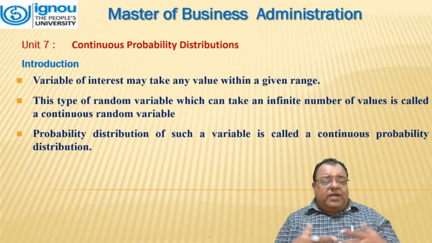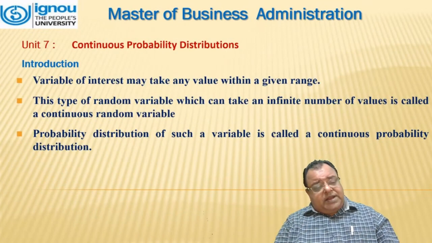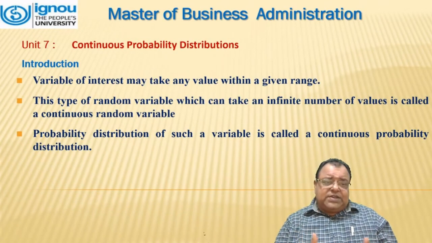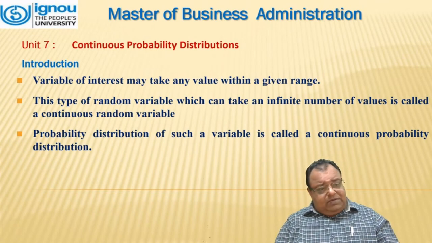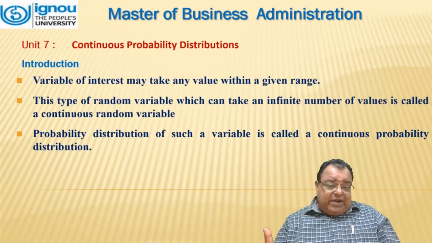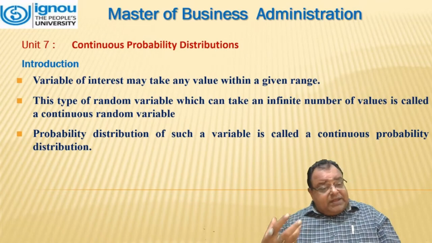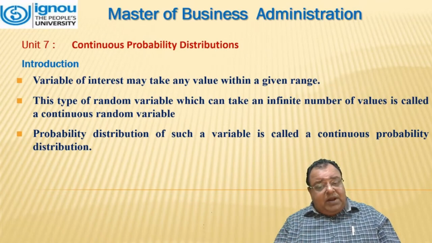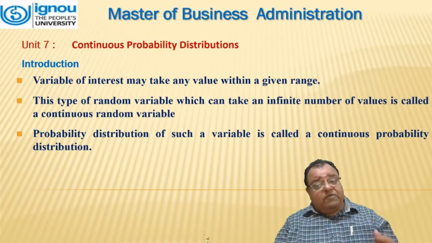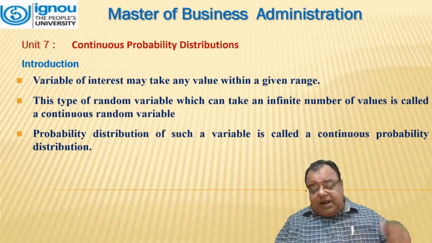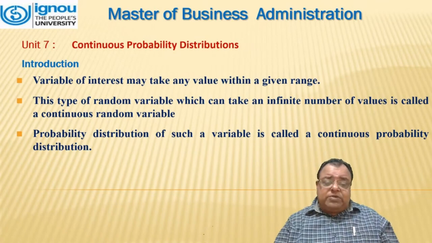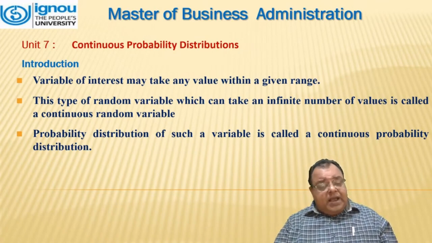Now, moving further, that is unit 7, which consists of continuous probability distribution. In this, the variable of interest can take any value within a given range. This type of random variable, which can take an infinite number of values, is called a continuous random variable. Thirdly, the probability distribution of such a variable is called a continuous probability distribution.